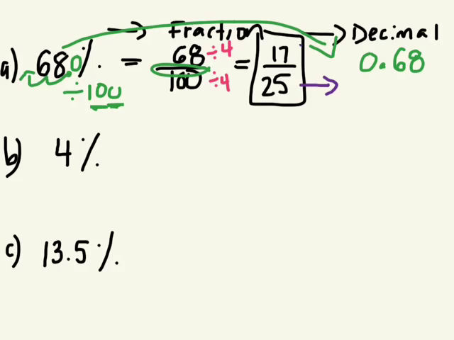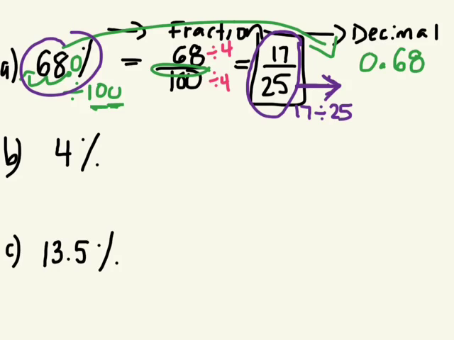Now to go from a fraction to a decimal: would you agree that 17 out of 25 is the same as 68%? Yes. So we can actually take our reduced fraction and turn that into a decimal. Should we get the same answer? Of course. They're all equivalent. How do you go from a fraction to a decimal? Yep. The numerator divided by the denominator.